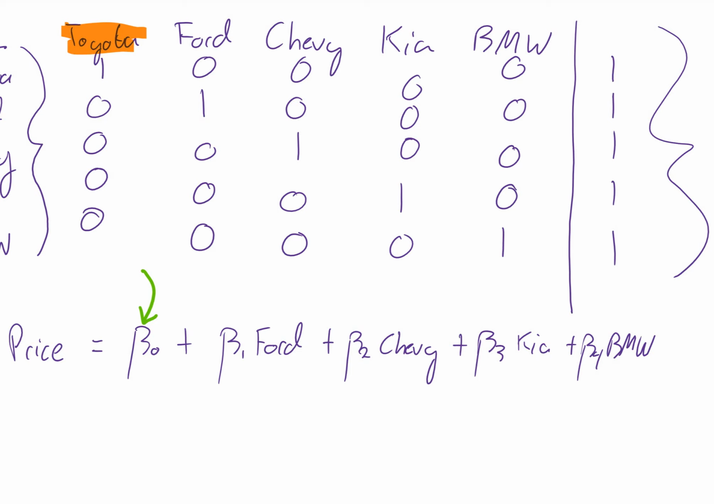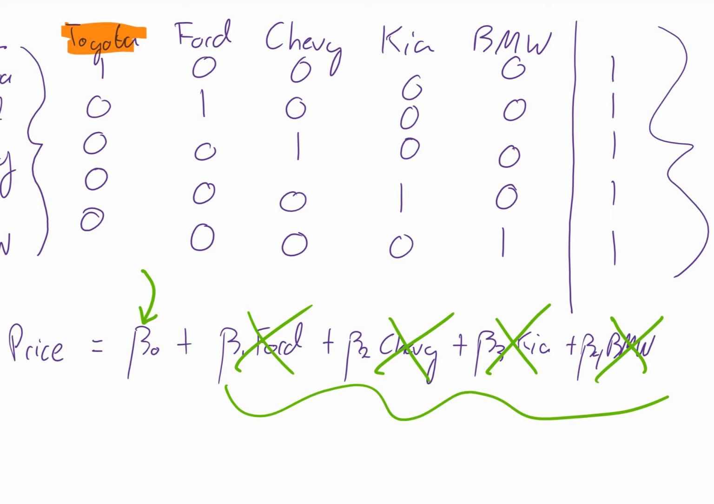If I'm interested in the effect of the brand on price, just in general, and in particular, I wanted to see Toyota. So I want to see what's the effect of being Toyota on the price. What I could do is I could say, well, it's not a BMW, it's not a Kia, it's not a Chevy, it's not a Ford. So all those values are going to be 0. So this entire thing would be 0, and we're just left with beta 0. So if my vehicle's a Toyota, then my price on average is going to be beta 0.